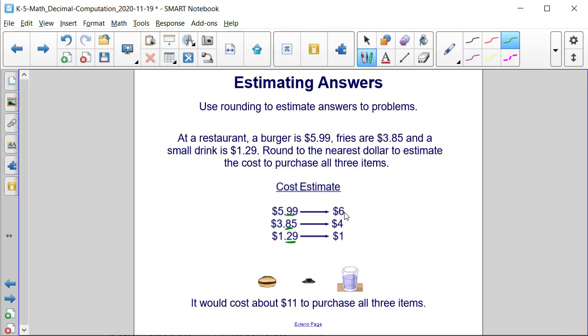And then if we add up 6, 4, and 1, we would end up getting a total of 11. So it would cost about $11 to purchase all three of these items.